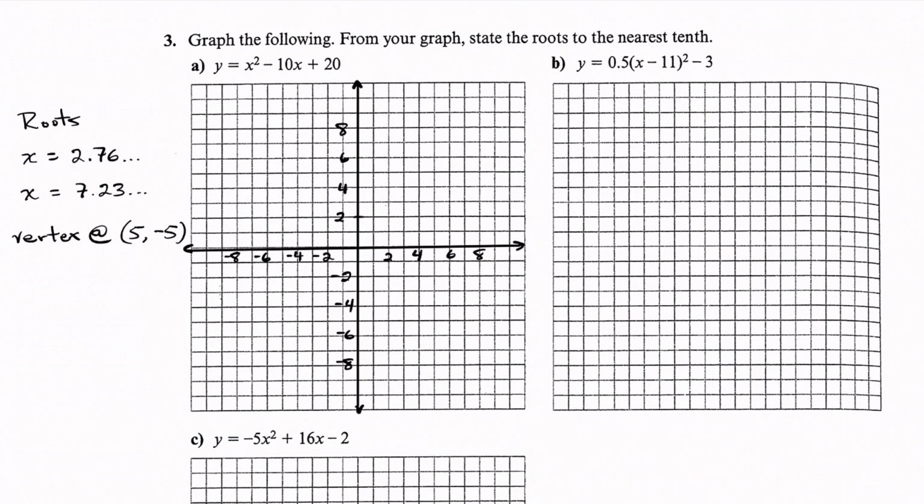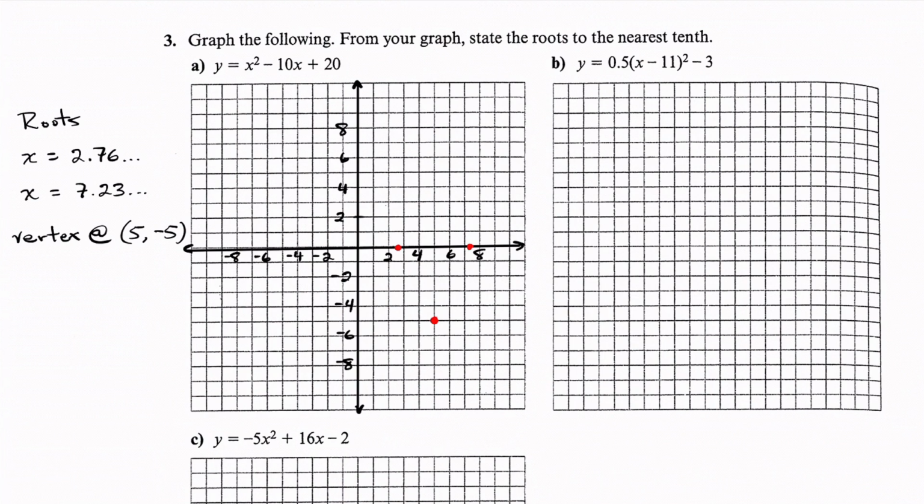So plotting those points, I had the vertex at 5 and -5. So here's 5, and then I'm going to go down to -5. So that is right there. Our one x-intercept, or one root, was at 2.76. So right there is 3, so we are about 3/4 of the way to there. And then 7.23 here is 7, and then we're about 1/4 of the way to 8.